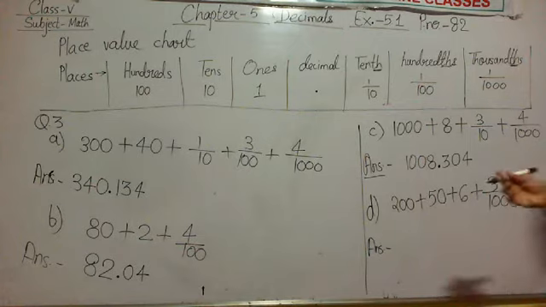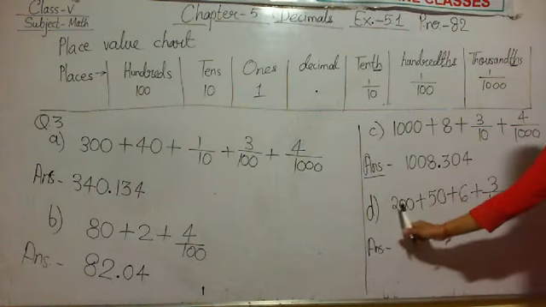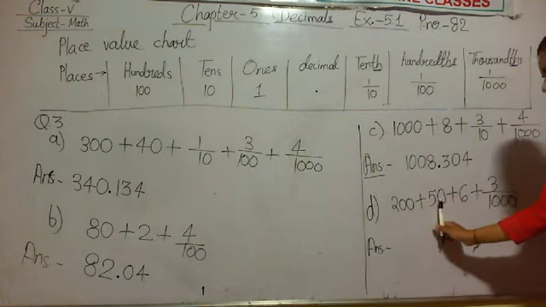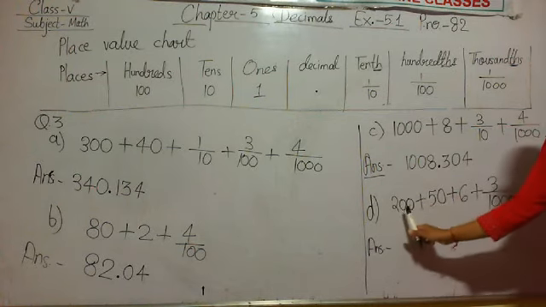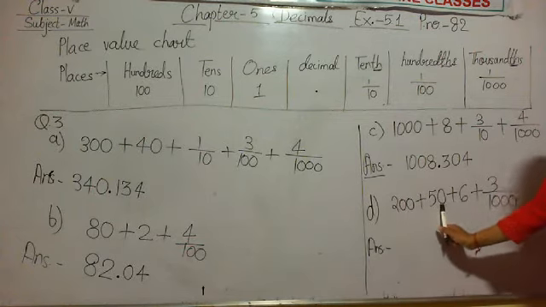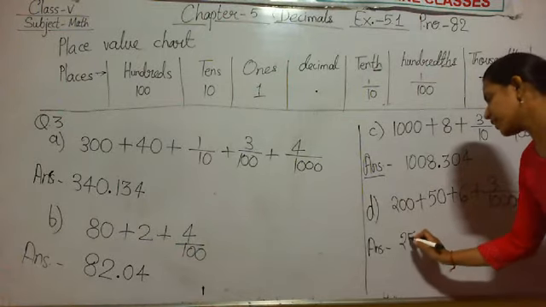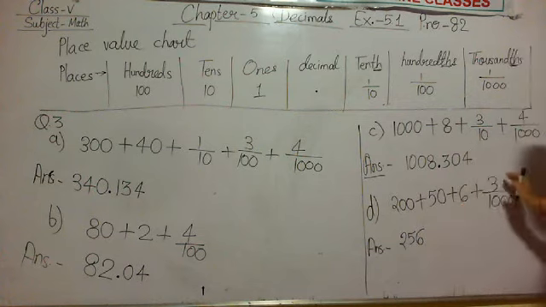So 200 plus 50 plus 6 plus 3 upon 1000. Here 200, 50 and 6, all three numbers are whole numbers, so we can add them directly. 200 plus 50 is 250, plus 6 is 256.